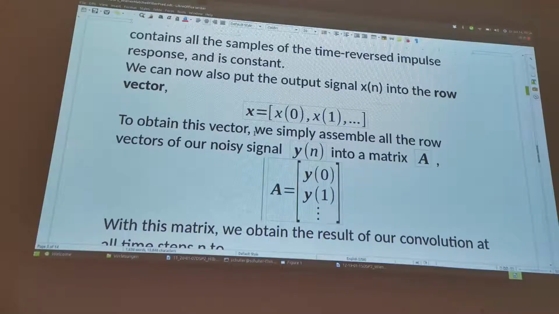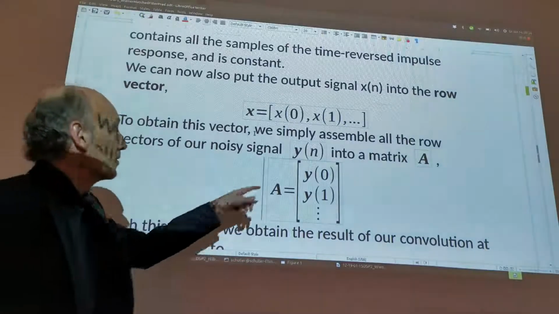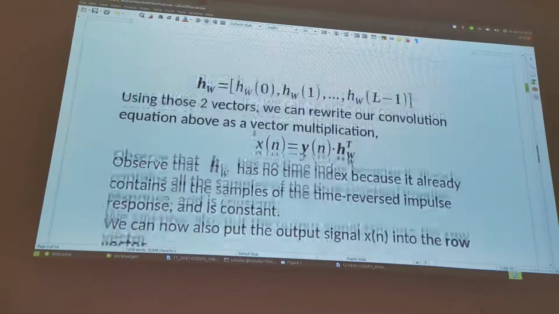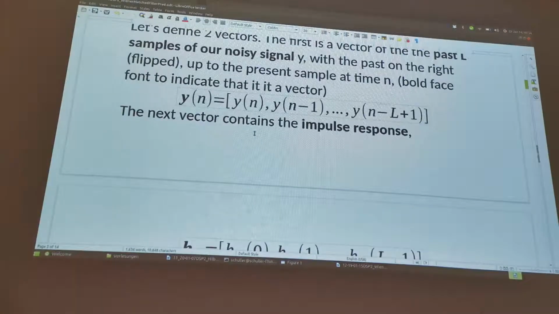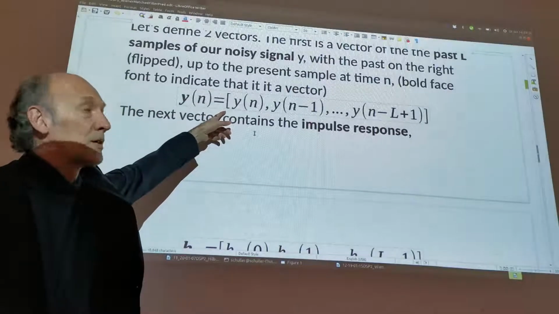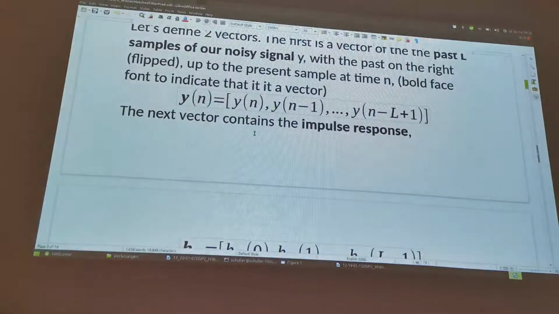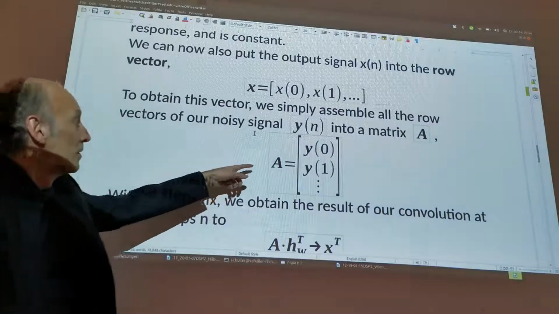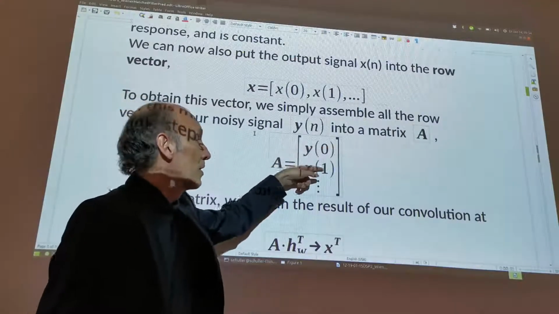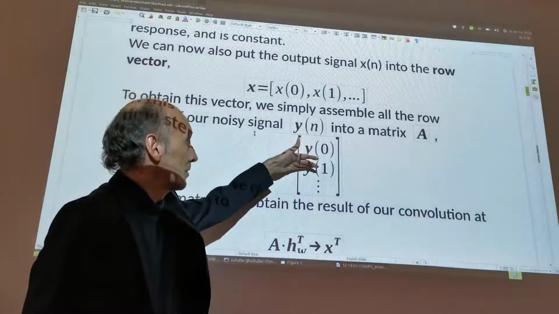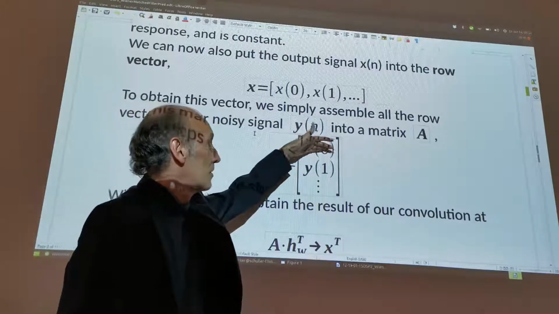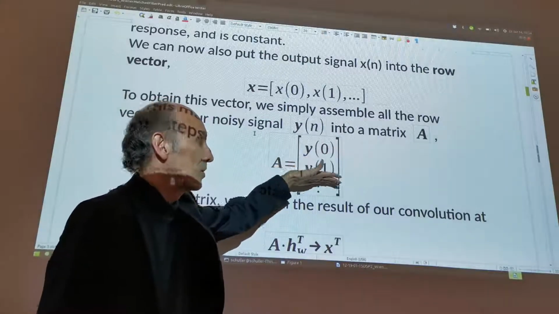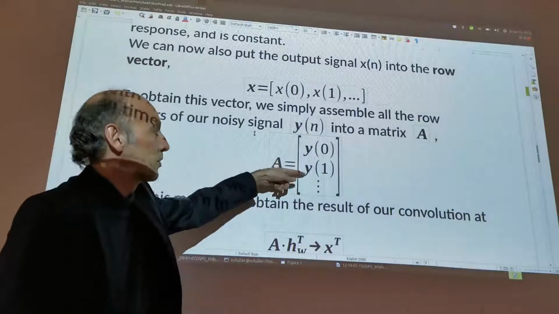So y was the noisy signal, and here we have the noisy signal also as a vector, which we saw here. So here we see our noisy signal, but this is the finite length vector of length L. And now we put all those vectors into a matrix A. So here you can see matrix A, and each row contains later noisy samples, right? So here the first vector, then here the vector shifted by one sample, and shifted by two samples, and so on. Or one sample later, two samples later, and so on.